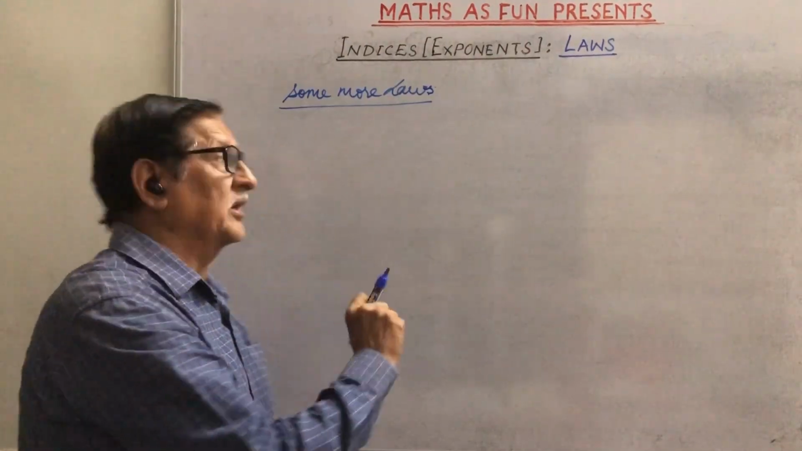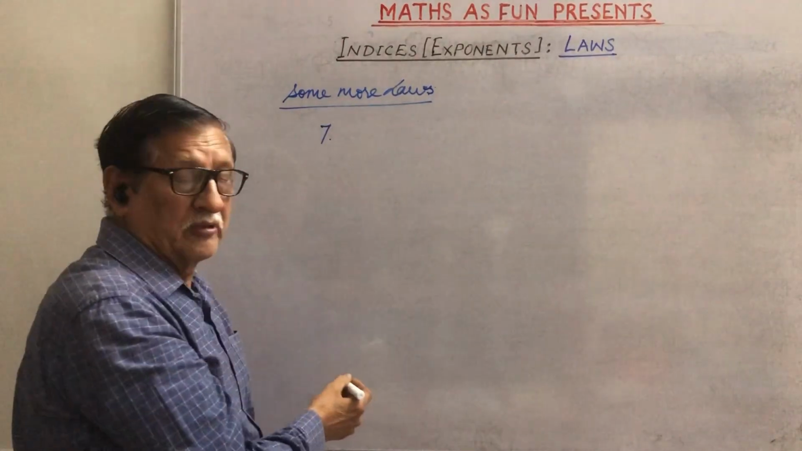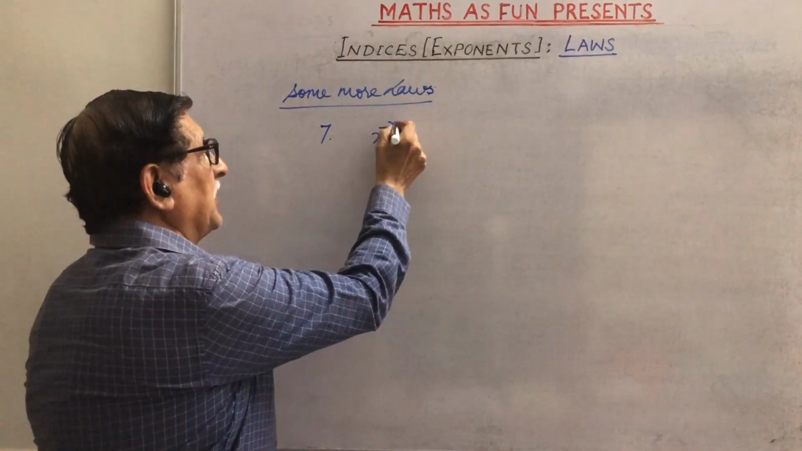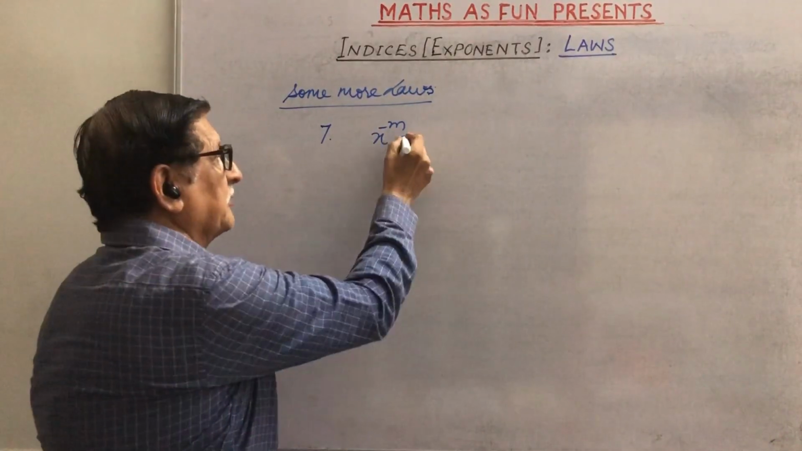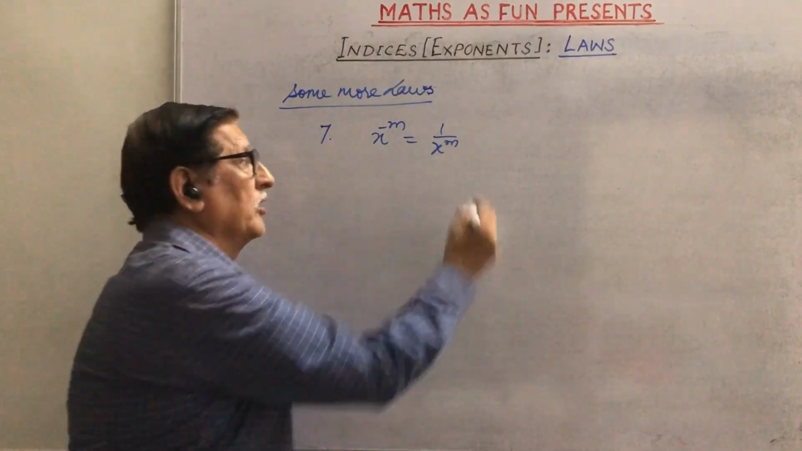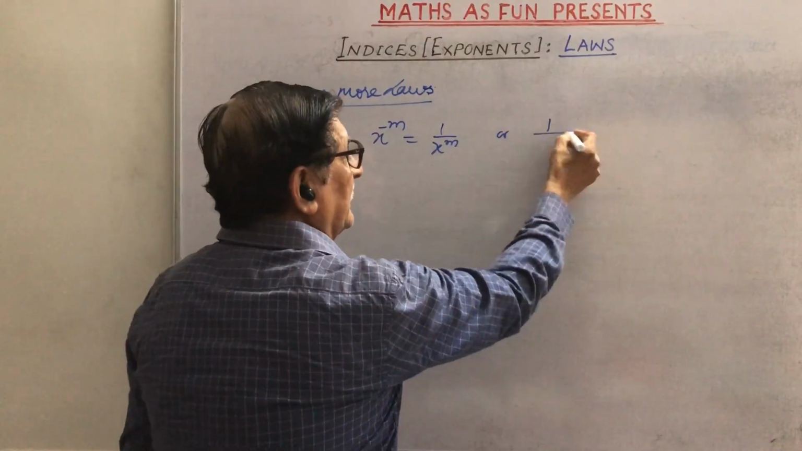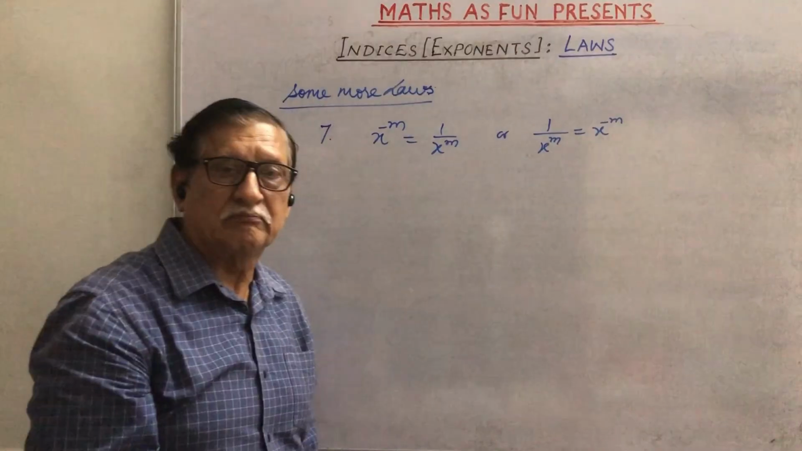Some more laws we can add to the laws of indices, like we have here x to the power minus m. If the index is negative, that can be written as 1 upon x power m. Or opposite to that, if it is 1 upon x to the power m, it can be written as x to the power minus m.